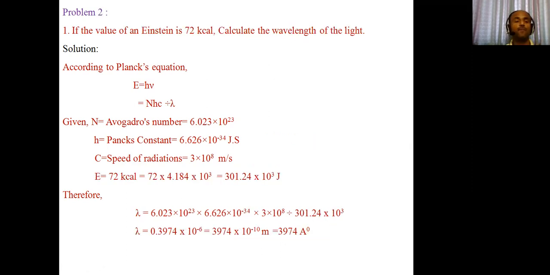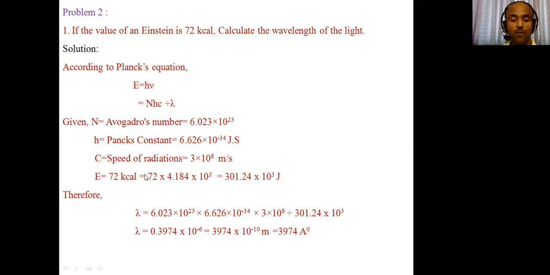Again, second problem. If the value of an Einstein is 72 kilocalorie, calculate the wavelength of the light. So here, the value of E, that is Einstein of energy, is given, and they have asked to calculate the wavelength. Okay, so here we know the value of N, Avogadro's number, h, c, and E.